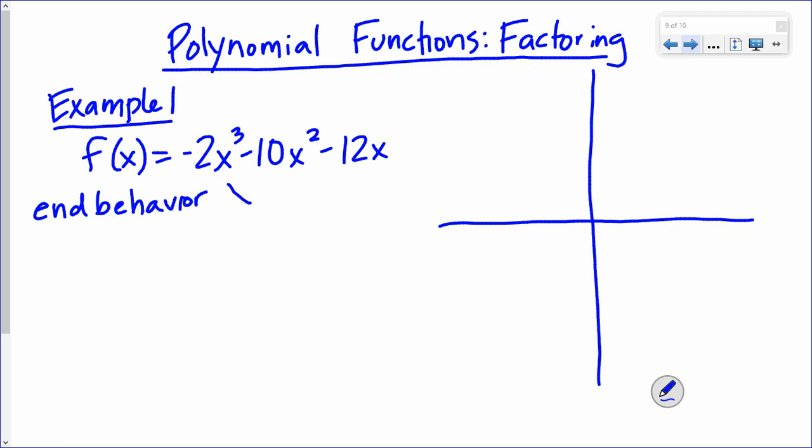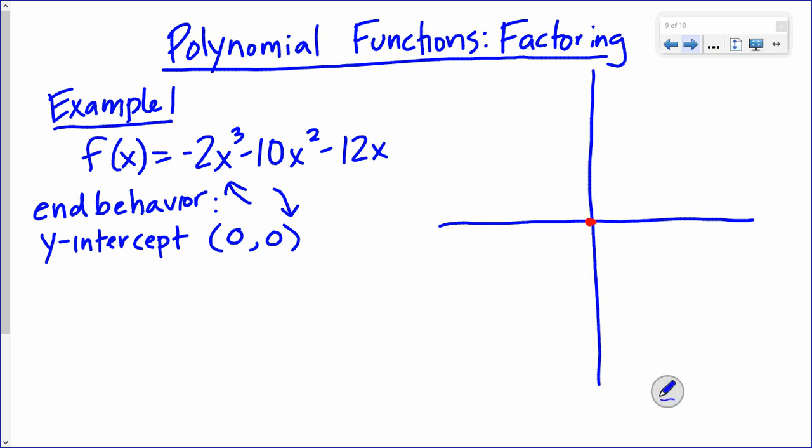Okay, and this is my end behavior. Rises left, falls right. I can figure that out from the degree of 3 and the leading coefficient of -2. And I also know my y-intercept. Notice there's no constant term. So if you plug in 0 for x, you're going to get 0 for y. So my y-intercept is at (0, 0). It's also an x-intercept, and I can put that on the graph.